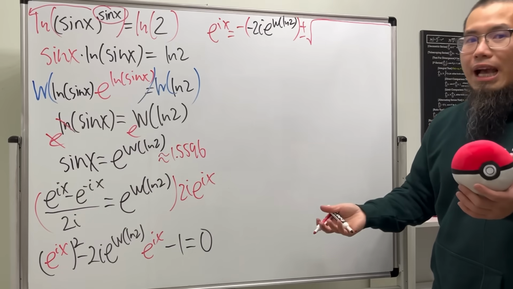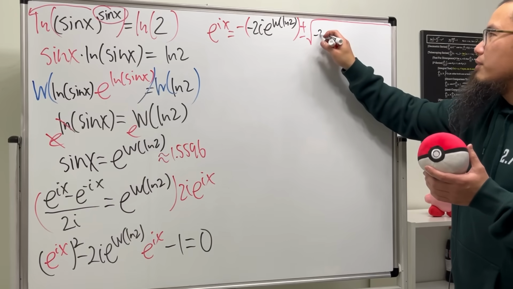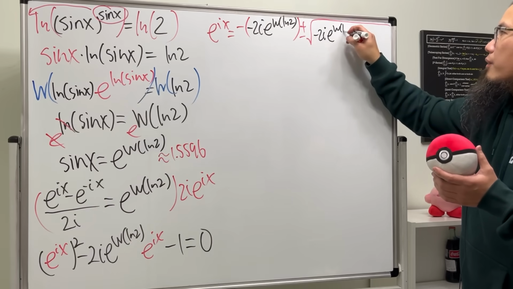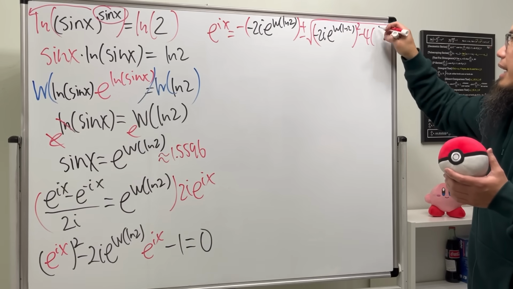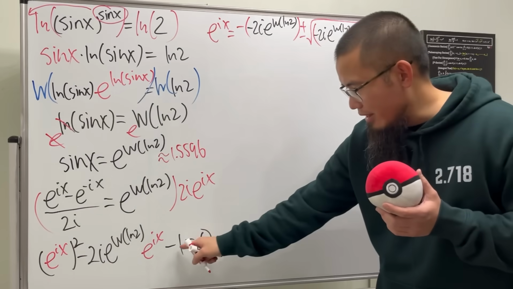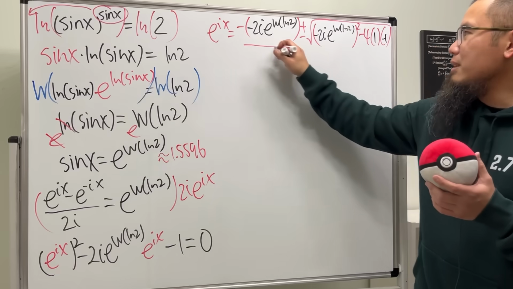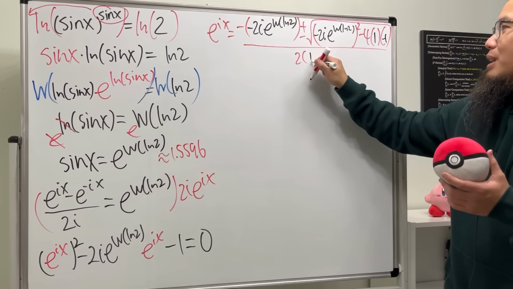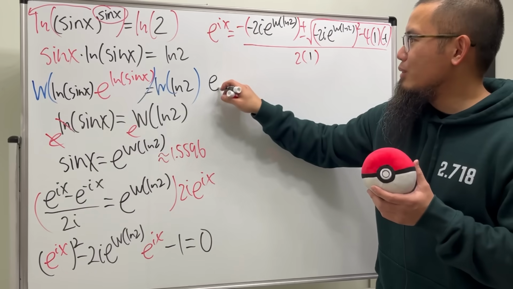and open the square root. We have to do b squared, which is that again. So let's put down negative 2i e to the W of ln2 square, and then minus 4 times a and c. A is 1 and c is negative 1. So let's go and put them down right here, and then all divided by 2 times a, which is 2 times 1. Perfect. On the left hand side, we still have e to the ix.